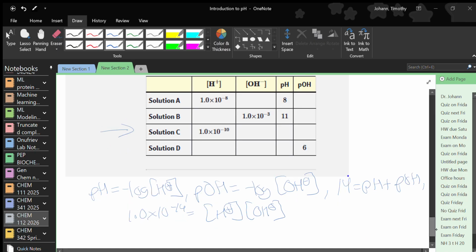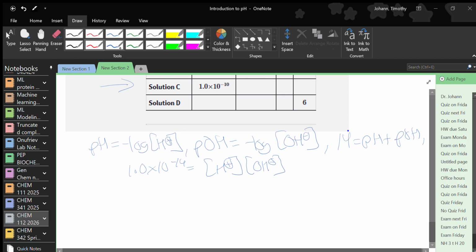All right, so I've got this equation right here. I'm going to do the easy one first. Well, actually, I'm not going to do the easy one first. We need to figure out the pH from the H plus concentration. So once again, pH is equal to negative log of the H plus concentration, which in this case is 1.0 times 10 to the negative 10th.